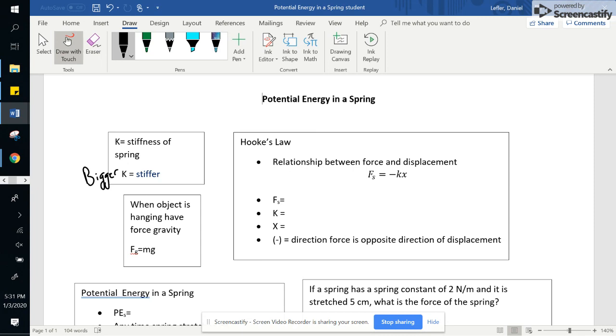So our force of the spring, that's what the F sub S is. So F sub S is the force of the spring, is equal to the negative of our K constant times the displacement that it moves. And remember, displacement is how far it moves from rest, basically. So if you remember F sub S, like I said, this is the spring force.